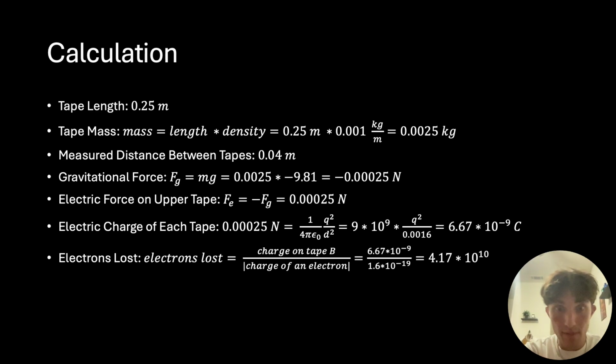We then use the same magnitude of the gravitational force to calculate the electric charge of each tape using the formula displayed below, and got 6.67 times 10 to the negative 9th coulombs. We then calculated the electrons lost by taking the ratio of the charge compared to what the magnitude would be had all the electrons been present, and found that we lost 4.17 times 10 to the 10th electrons.